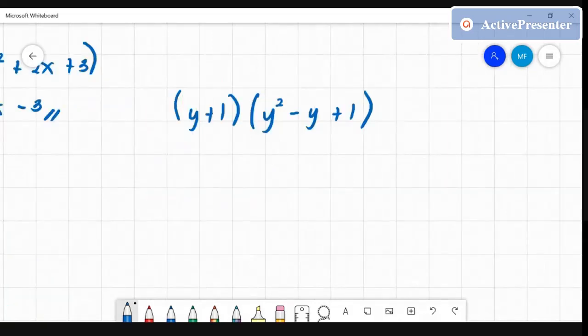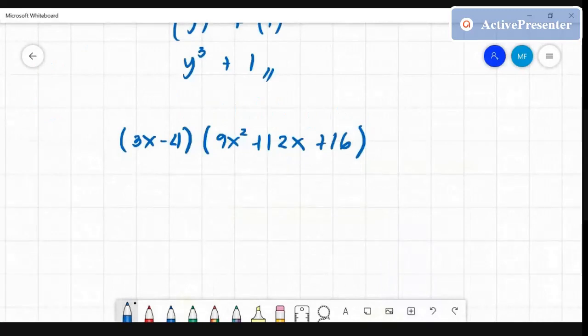So the next number, we have the product of a binomial and a trinomial. So y plus 1 times the quantity of y squared minus y plus 1. So get the cube of y, then the cube of the second term of the binomial, 1. Then copy the sign, we have plus. So y cubed plus 1. And this will be our final answer.